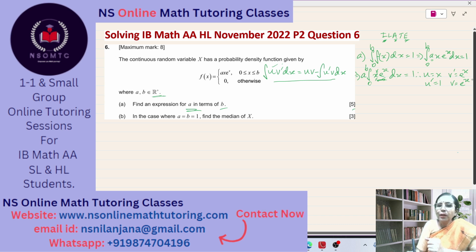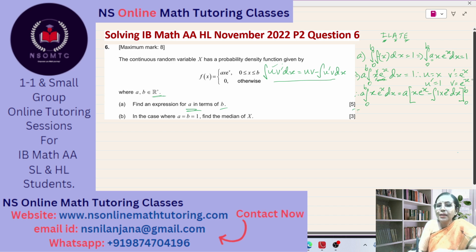I write this once more. Therefore, a times the integral from 0 to b of x e to the power of x dx is equal to a times u times v, where u is x and v is e to the power of x, minus the integral of u dash, which is 1, times v, which is e to the power of x, dx, and the limits are 0 to b.